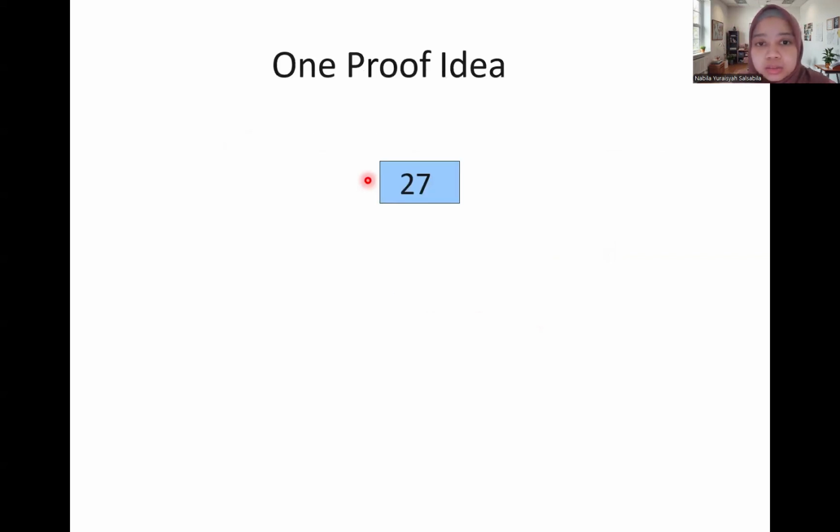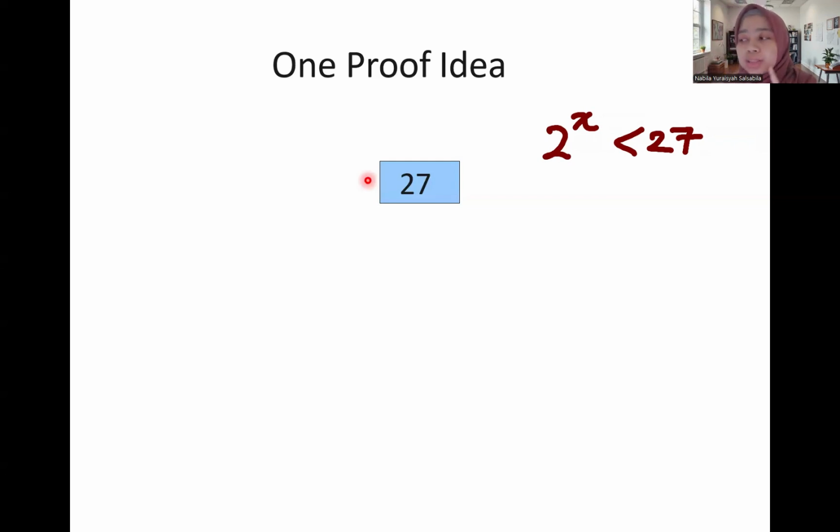So suppose we have 27. To make a binary, we must check the largest power of 2 that is less than 27. We must find which power of 2 is closest to 27 and less than 27. 2 to the power of what, x, is less than 27 and closest to 27.